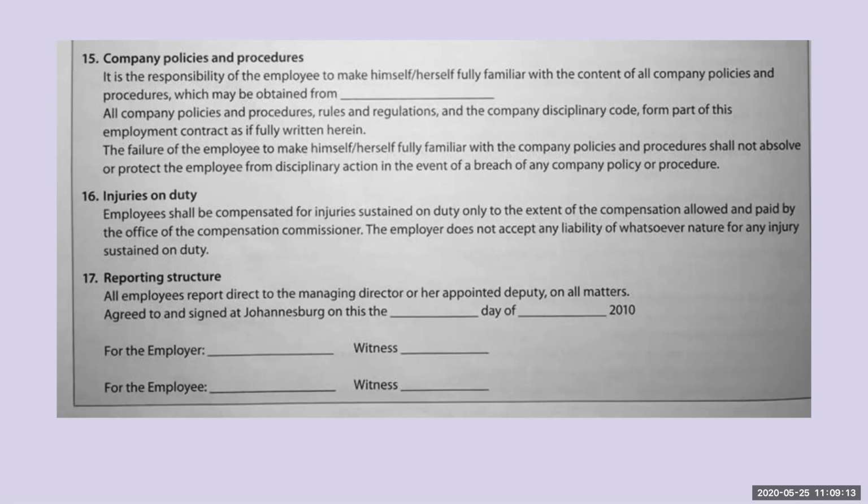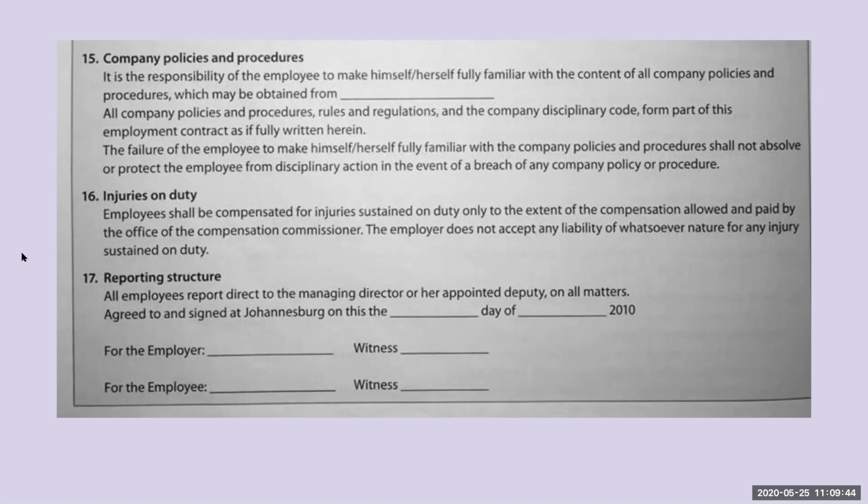All right, injuries on duty. That means if you are injured while you are working, employees shall be compensated for injuries sustained on duty only to the extent of the compensation allowed and paid by the Office of the Compensation Commissioner. The employer does not accept any liability whatsoever, nature for any injury sustained on duty. So this means that I cannot go and sue my boss because I got hurt.